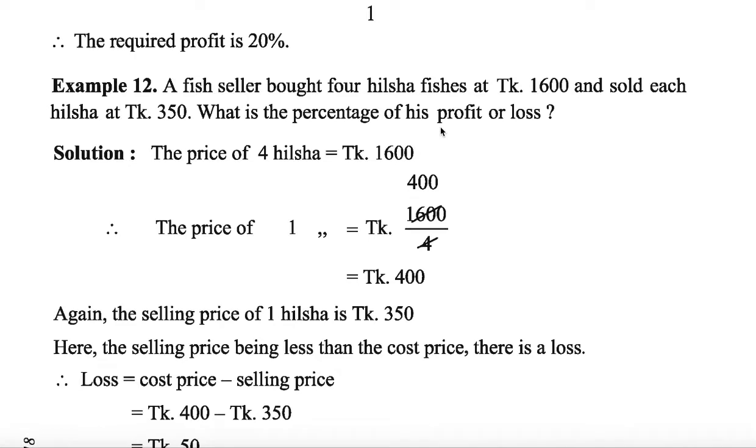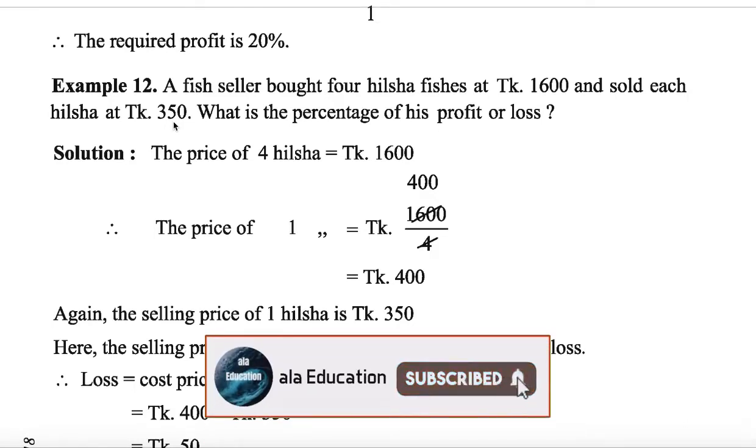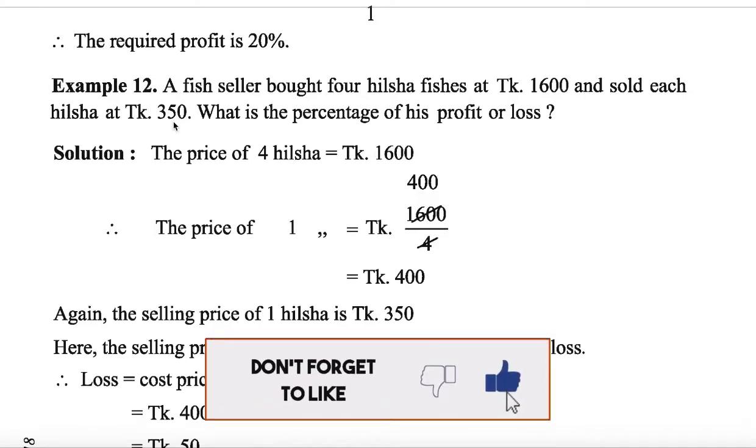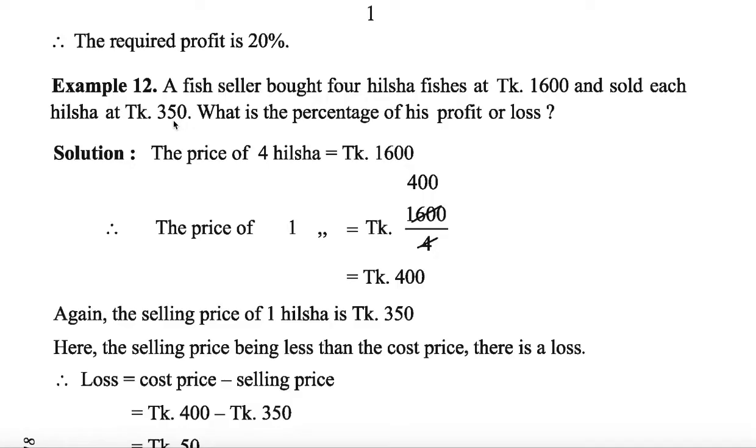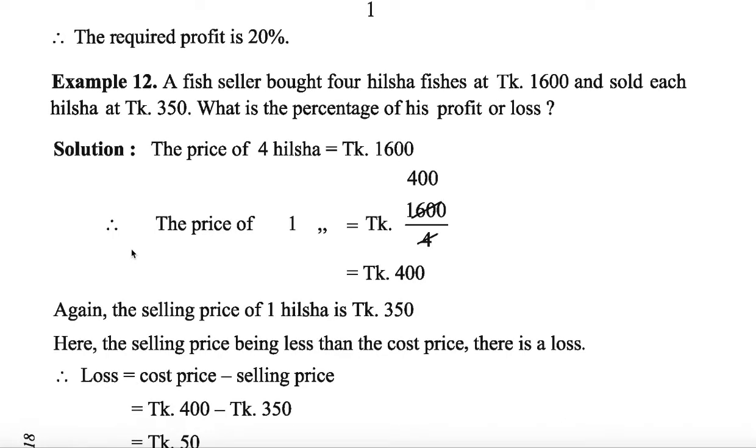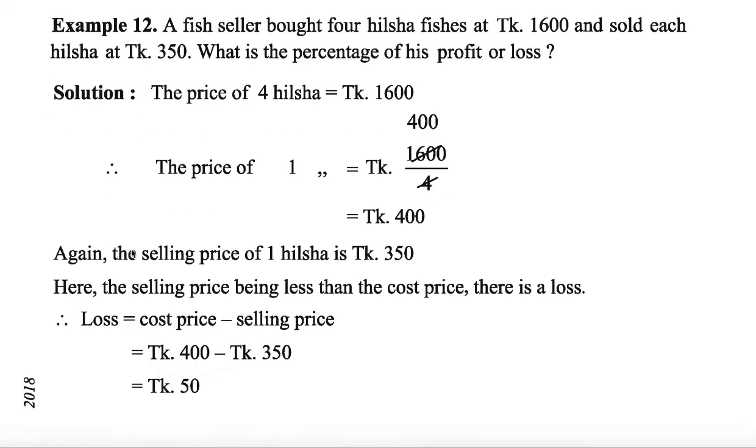A fisher bought 4 hilsa fishes at 1600 taka and sold each hilsa at 350. What is his percentage of profit or loss? So the cost price for 4 pieces is 1600 taka. Selling price for 4 pieces will be 350 into 4. Is it not 1400? 4 5s are 20. Yes, 1400. So loss is 200 taka. Percentage loss means 200 by 1600 into 100. Okay, 12.5%.